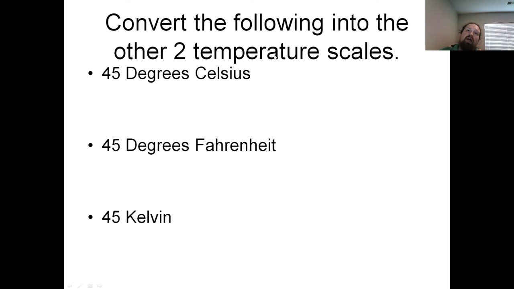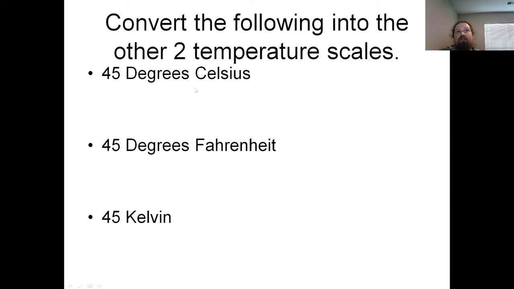So here we have 3 different temperatures. I'm going to show the answers in a minute to what these would be converted into the other two scales, and I'm going to show my work over here on the side. Before that, I just want you briefly to look at each of these and ponder for a moment if 45 is hot or cold in each of these scales.